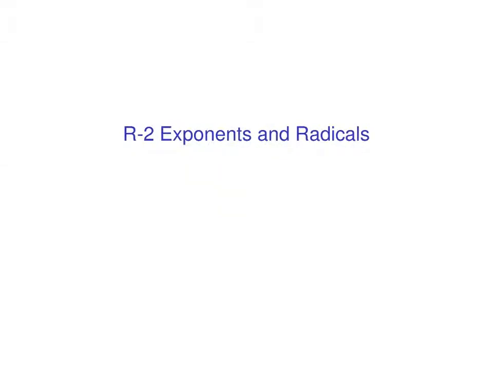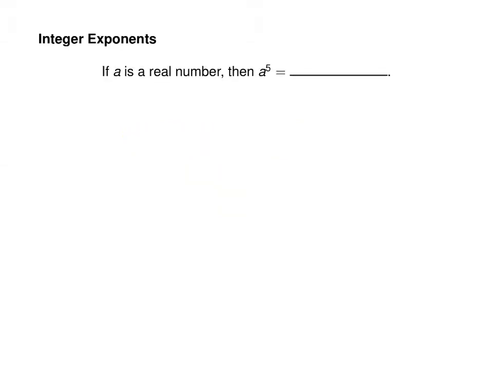I want to talk about some exponent rules. So everybody knows that a to the fifth means multiply a by itself how many times? 5. So that's a times a times a times a times a. 1, 2, 3, 4, 5. Okay, so you're not stupid. I know that you get that.